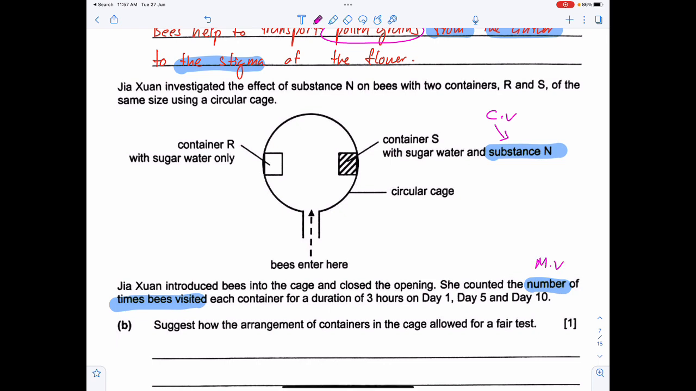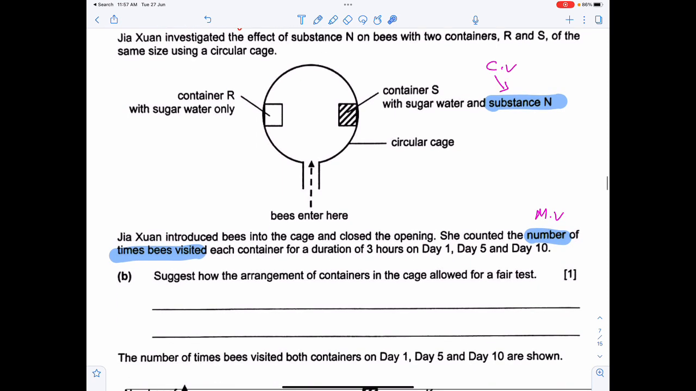Okay, so basically the aim is you want to know how the substance N affects the number of times the bees visited the containers. Alright? So state how the arrangement of containers in a cage, alright, allowed for a fair test. Arrangement, that is the key word. So arrangement is what? Physical position of your containers. Where is it? So your containers is here and here. So already say fair test already. Means something about it must be equal. I'm talking about position here and nothing else.